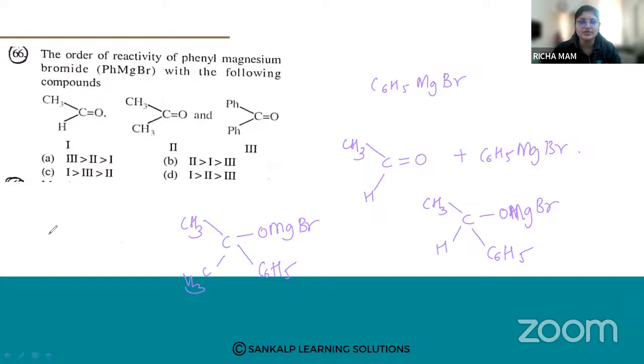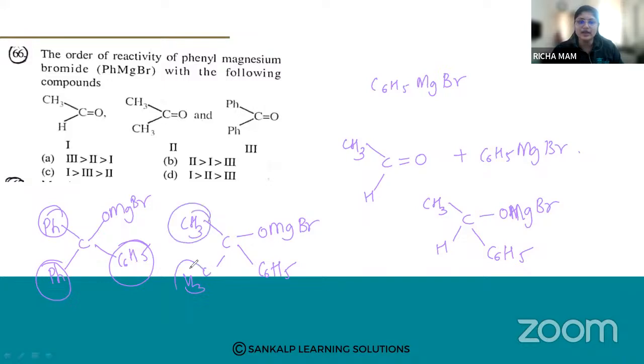Now next one is phenyl groups, so C with three phenyl groups, OMgBr and C6H5. Now here, what is the order of reactivity? Here you have three phenyl groups, so the steric hindrance will be more and the attack is a little difficult. Here you have two methyl and one phenyl group. Here you have one methyl, one phenyl, and one this.